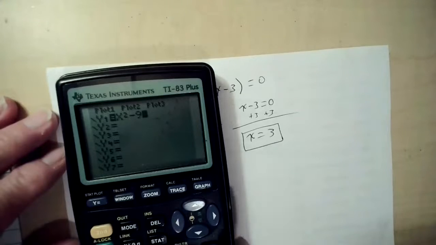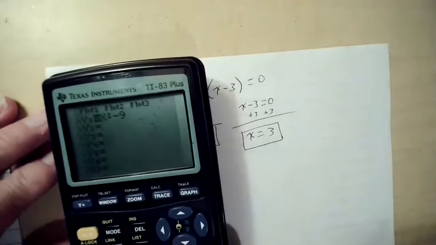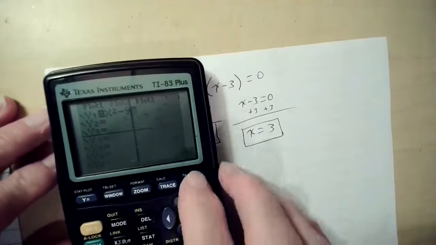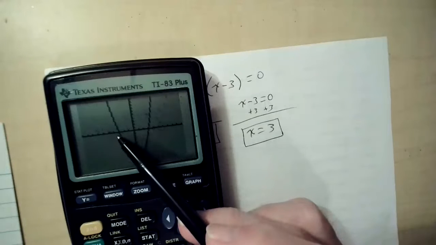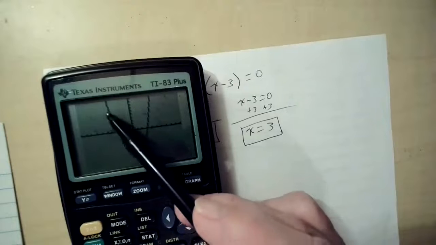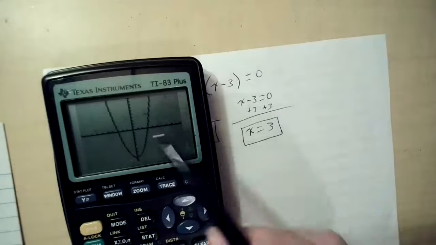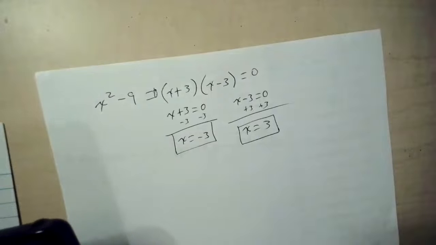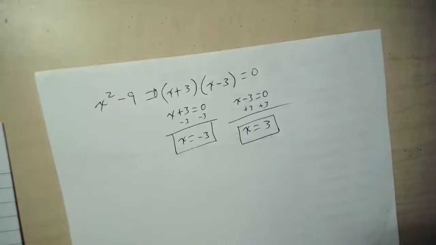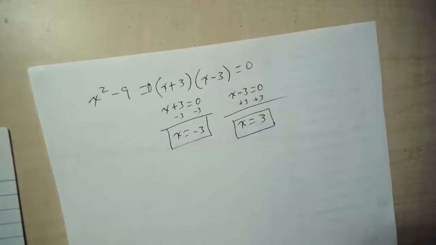And again, if you're not sure, you want to double check yourself, turn on your handy dandy graphing calculator and you put in the original equation, x squared minus 9. Before you leave the screen, double check, graph it, -3, positive. See where the parabola crosses the x-axis?